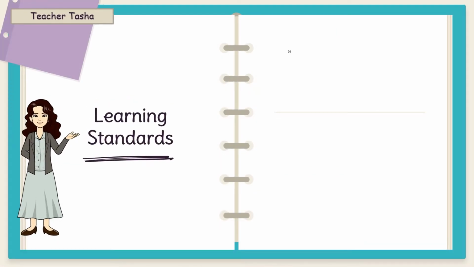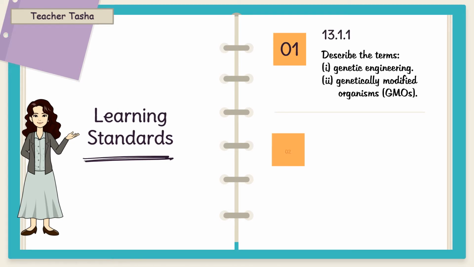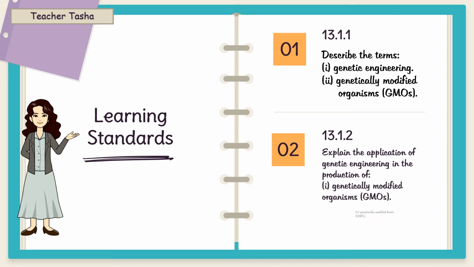Let's look at the learning standard. The first one is to describe the terms genetic engineering and also genetically modified organism, GMO. Now, what are these two things? And the second one is to be able to explain the application of genetic engineering in the production of genetically modified organisms, genetically modified foods, and also insulin.